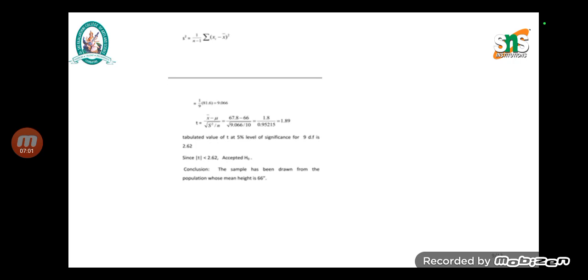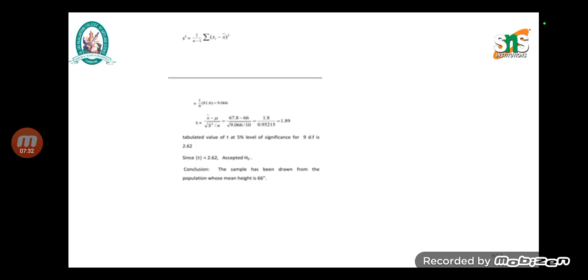And what is the t-test statistic? It is x bar minus mu divided by s by root n, or root of s square by n. The average value is 67.8, which we already calculated, and the hypothesized value is 66, divided by root of the variance 9.066 over n. So the numerator is 1.8 divided by 0.95215. After reducing, we get 1.89.